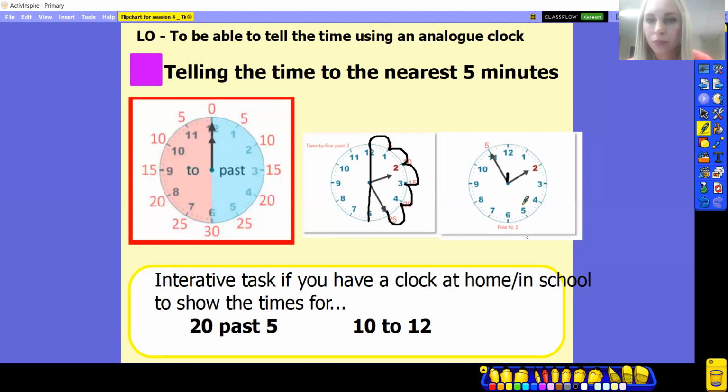Let's look at my other clock. I'm going to draw my line again, just straight down the middle. My past and my to side, I can see my minute hand is on my to side. That's the way I need to count, starting from 0, 0, 5. So this is 5 on the to side, 5 to. Now I need to look at my hour hand to see what number it's going towards, and it's coming towards the 2 this time. Okay, so it would be 5 to 2. If you have an interactive clock, you can show 20 past 5 and 10 to 12. If not, let's move on to our task.